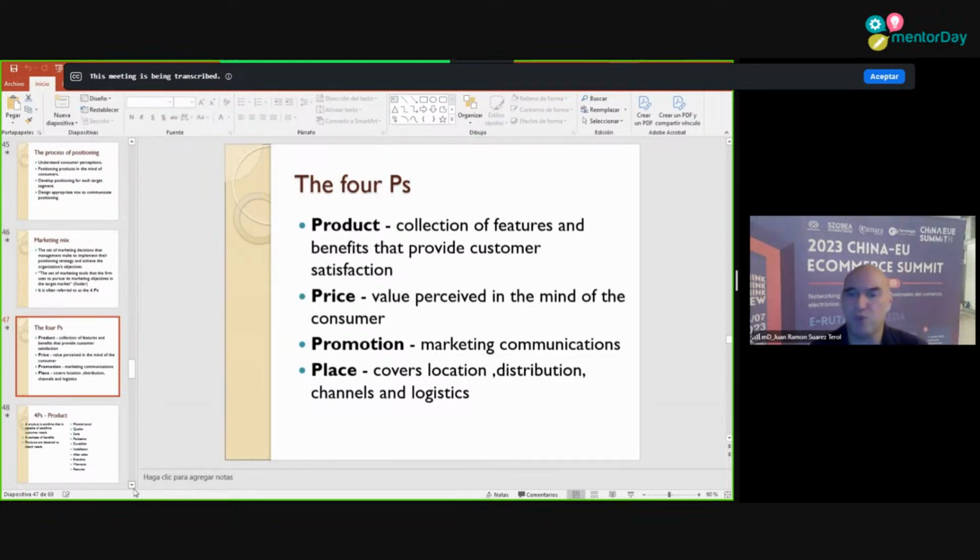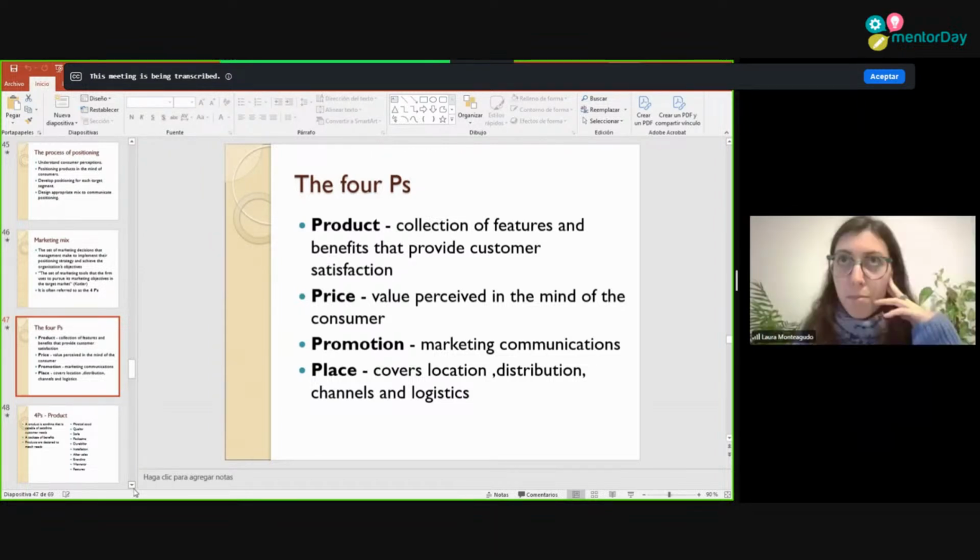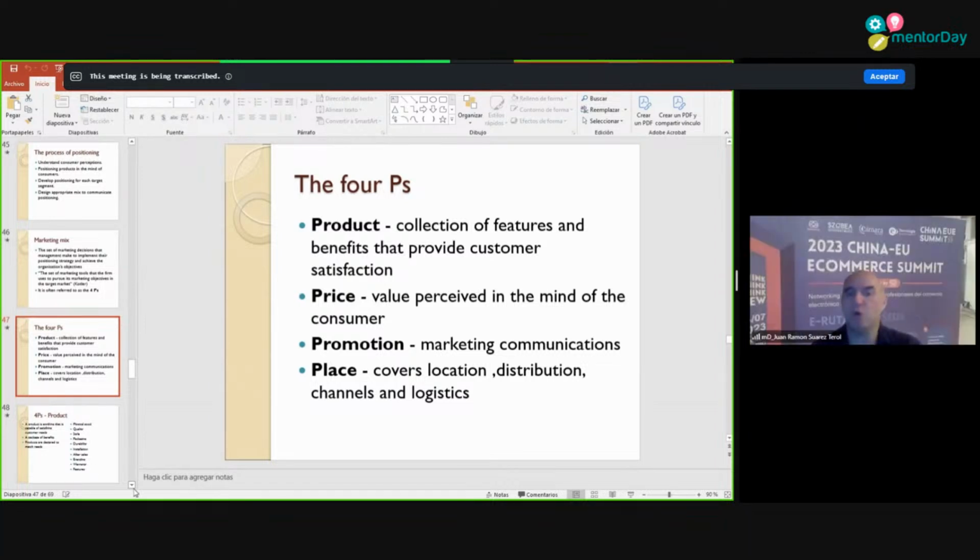Perfect. What about promotion? Promotion is social media. That's why I want to grow in social media. Okay, so you need what we call a communication plan, to let your potential clients know that you are there with a product.